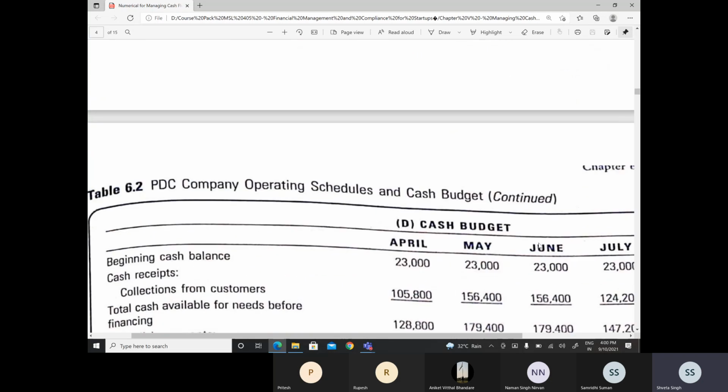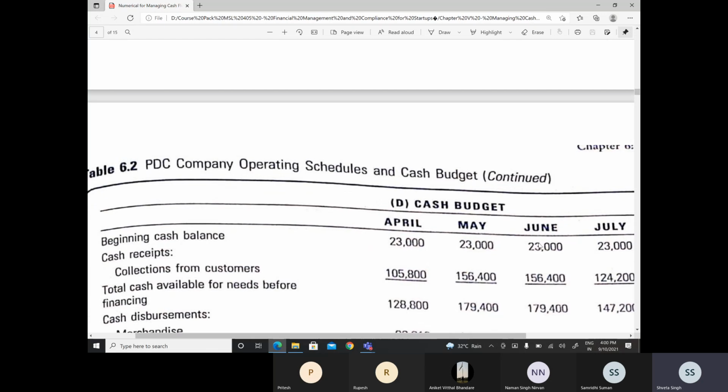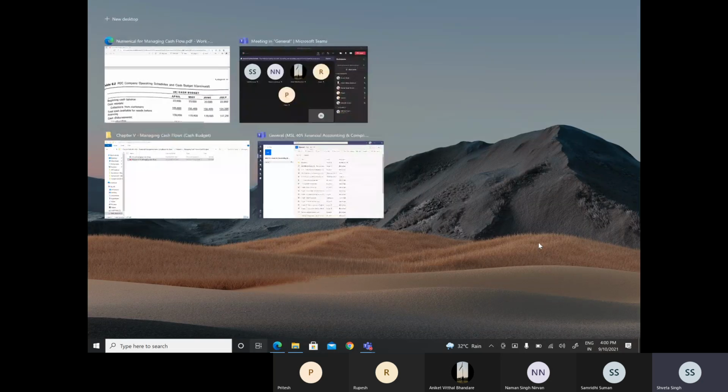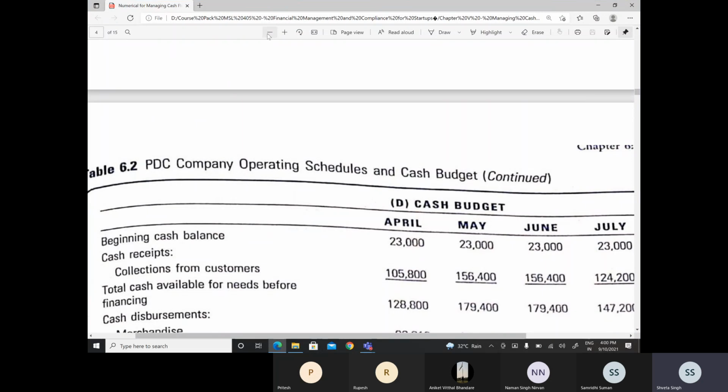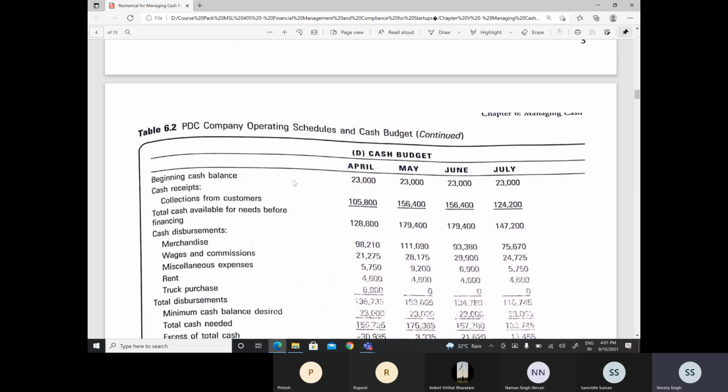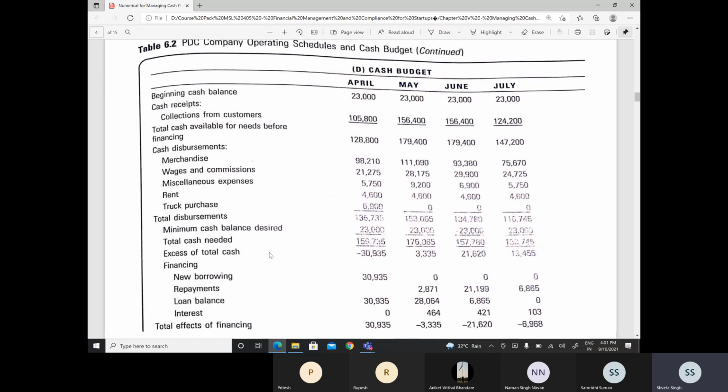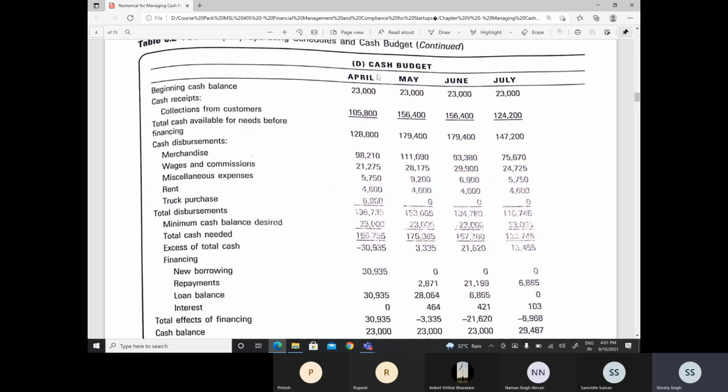Now, based on these schedules that we have prepared, we can create a cash budget for PDC. Now, see, this is the format of the cash budget. Now, see, we have to prepare it for 4 months: April, May, June, and July. We first start with the beginning cash balance, which the company desires, because that is what the founder wants. Basically, the reason they want to have some cash in hand is so that they are able to pay their interest payments as and when they come due. Okay. So this is 23,000 for each of the months.